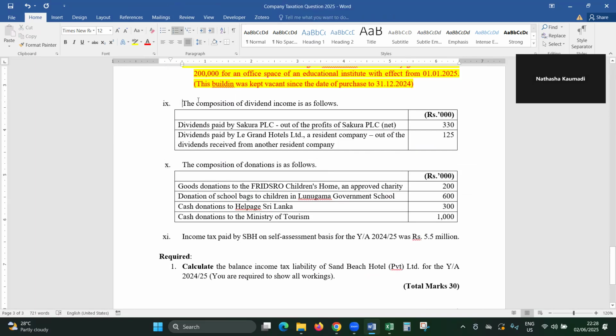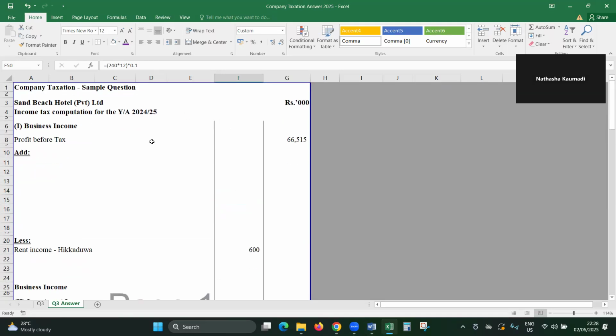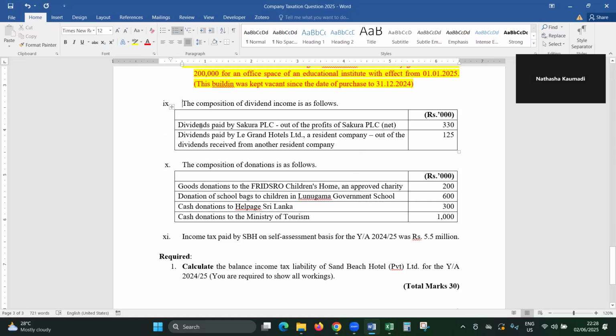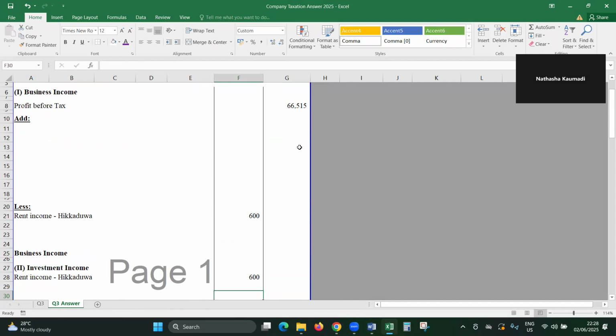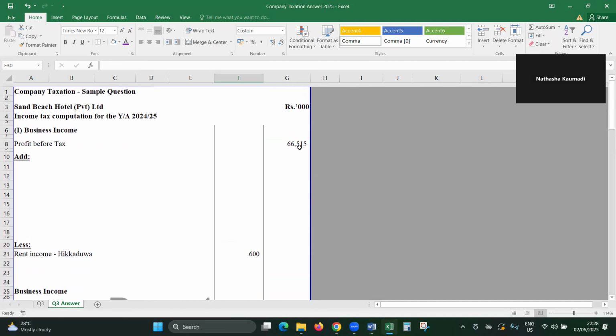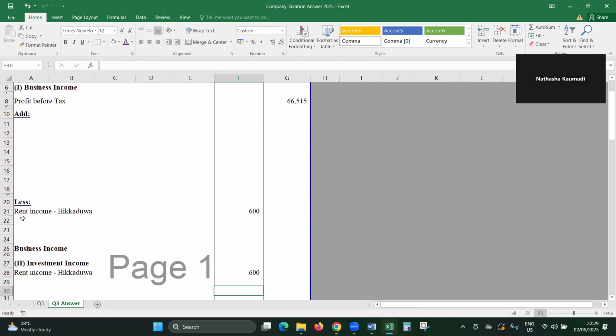Now, dividend income means business income or investment income. Investment income. But it has been recorded as other income, right? It is in the profit before tax coming under other income. In that case, should we keep that under business income or should we remove that from here and take it under investment income? Second one, right? We have to remove it from here. Removing means deducting.